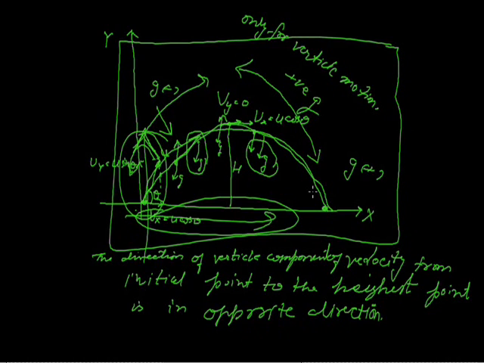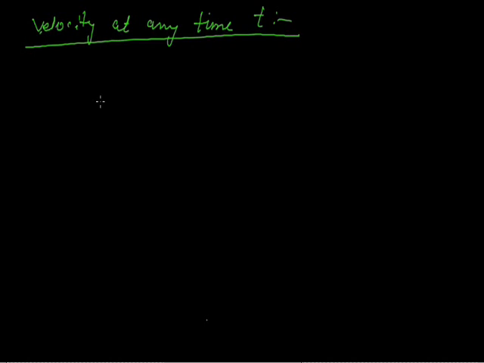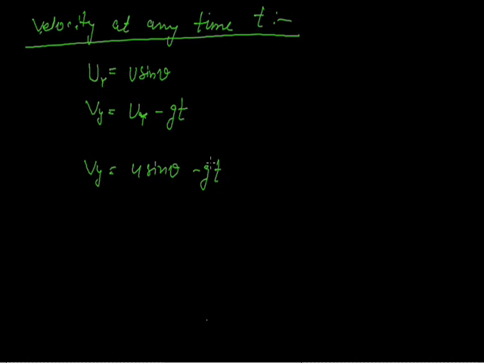Then the combination of this vertical motion and horizontal motion gives the complete motion of this particle, which is projectile motion. Now we have to find the velocity at any time t, using the first equation of motion for the vertical direction. For the vertical direction, uy is equal to u sin theta, and vy is given by uy plus or minus gt.